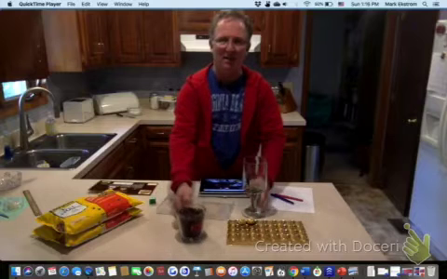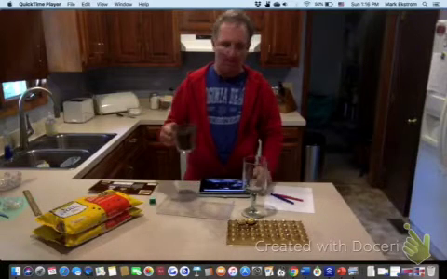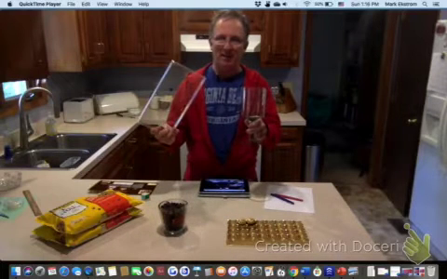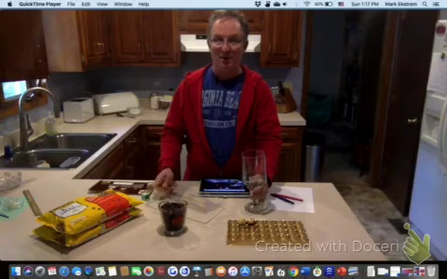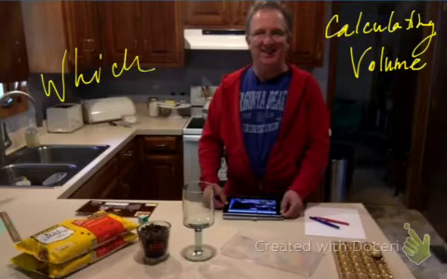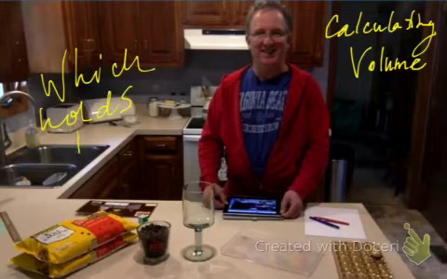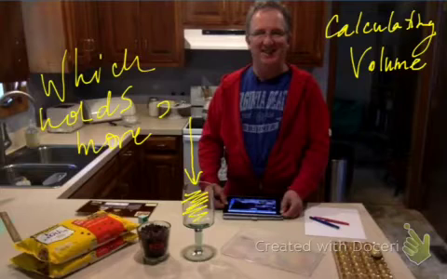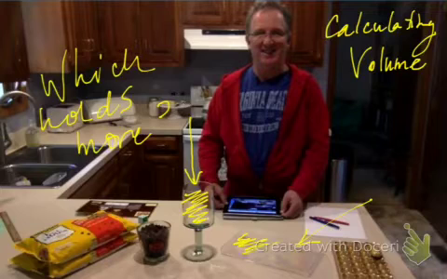We're going to try to answer the question, how many chocolate chips will fit into this, and will it be more than what fit into this? So stick around, we'll learn something about volume and surface area. We're asking a question, which holds more? Would you be able to figure this out? Could you get more chocolate chips in here? Or could you get more chocolate chips in here? What do you think? And how would you figure that out?